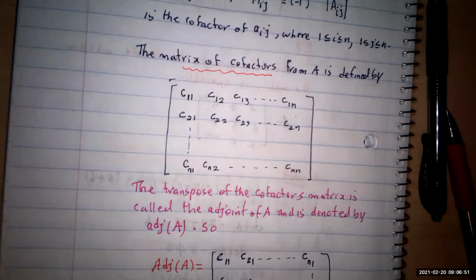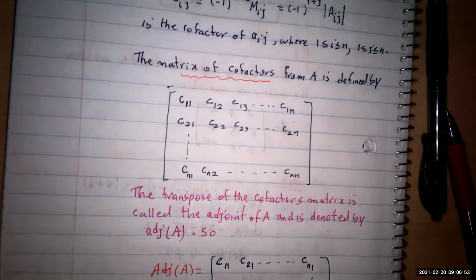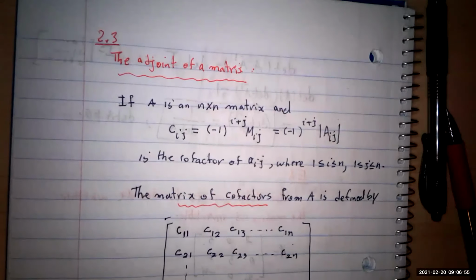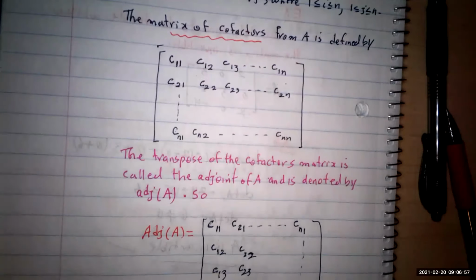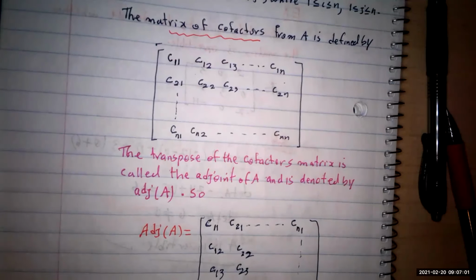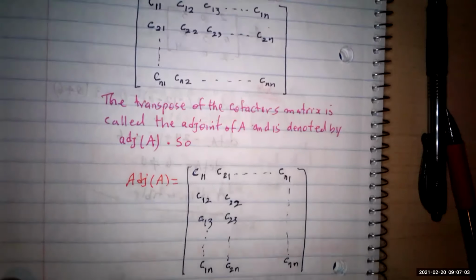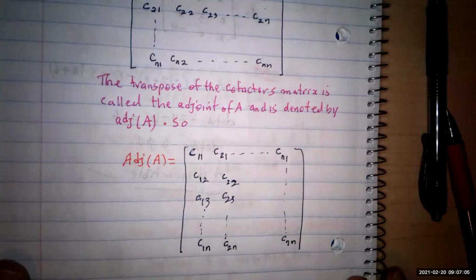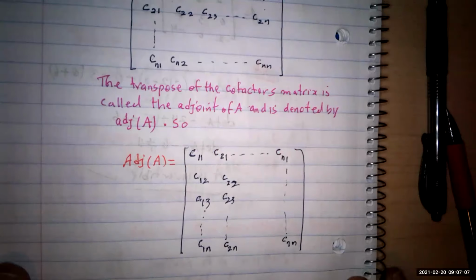You form the matrix of the cofactors first. You have to find all the cofactors of the given matrix. Then you put them over here. You usually go with a 3 by 3, so we get a 3 by 3 there. Then you find the transpose of whatever you got. That transpose is going to be called the adjoint of matrix A.